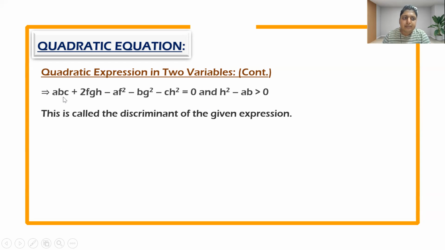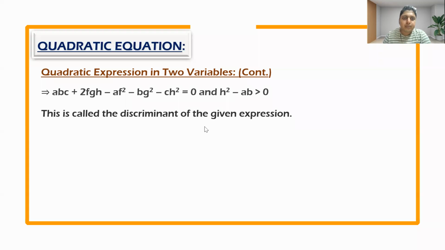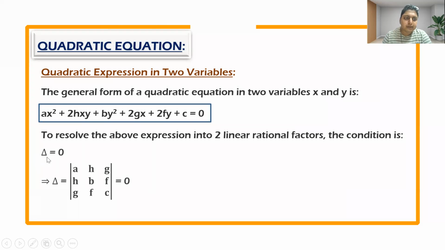When it is 0, abc plus 2fgh minus af square minus bg square minus ch square is equal to 0, and h square minus ab is always greater than 0. These are the two conditions we have to follow for the general form of a quadratic equation in two variables x and y. This is represented by the determinant, not a discriminant. It was a mistake from my side.